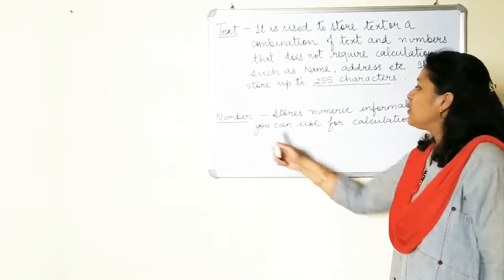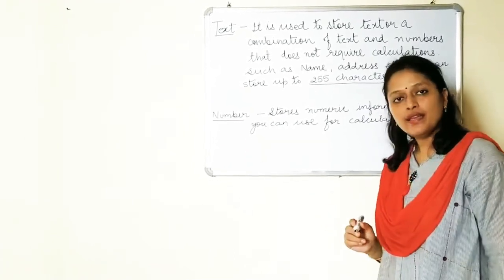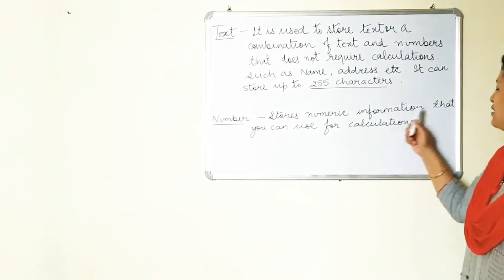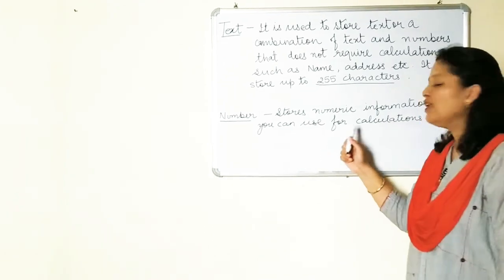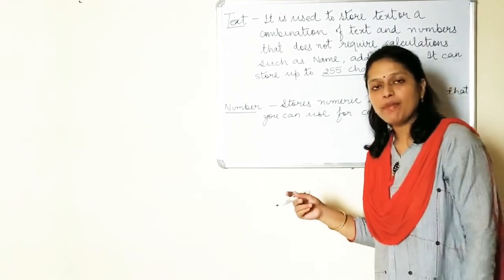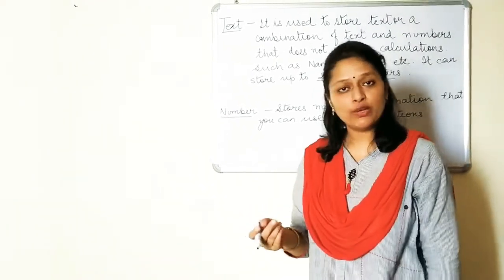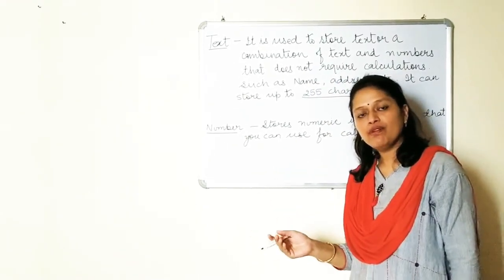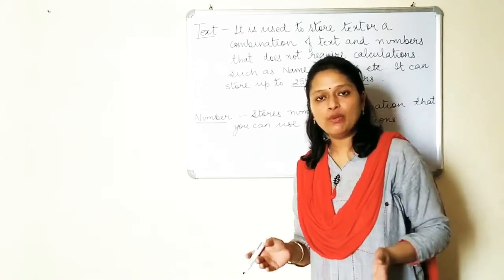Now the second data type is number. It stores numeric information that you can use for calculations. Numbers are often used while doing calculations. So we choose this data type whenever we have to do some calculations.